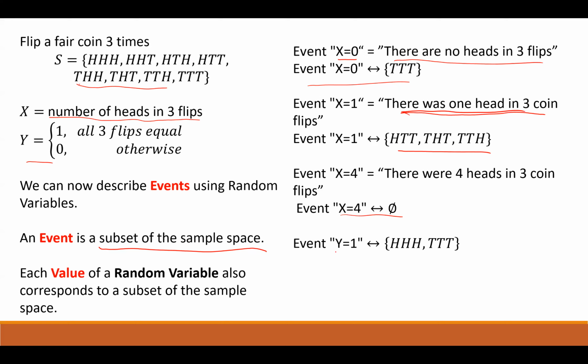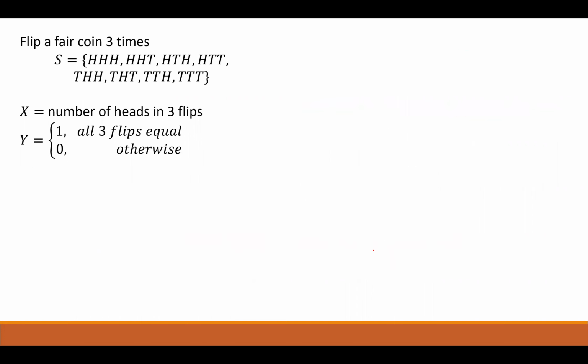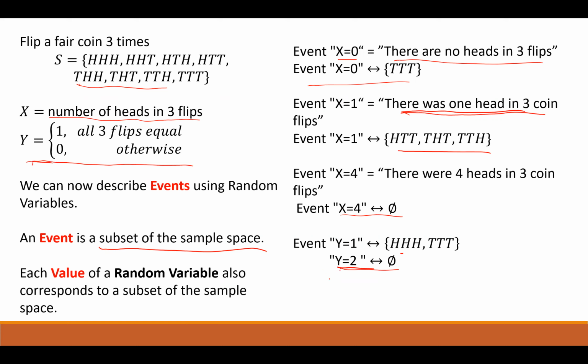For the random variable Y, I could say the event Y equal to 1 is heads, heads, heads, and tails, tails, tails, right? So this is all 3 flips are equal. And Y equals 2 is, of course, meaningless, right? So that's the empty set. According to our definition here, it's undefined. So I have not mapped it to any outcome of the sample space. So this event is also the empty set. And yeah, I can also say Y equal to 0 and include everything else here, but I think you guys get the idea.